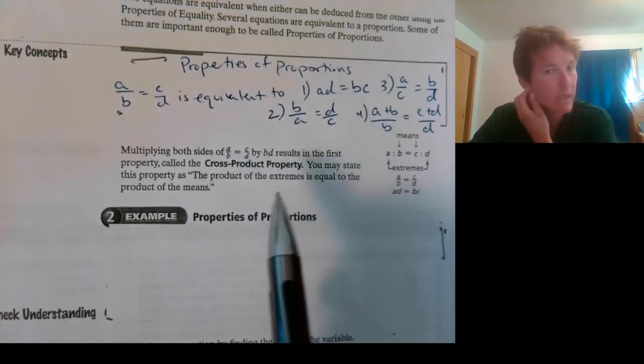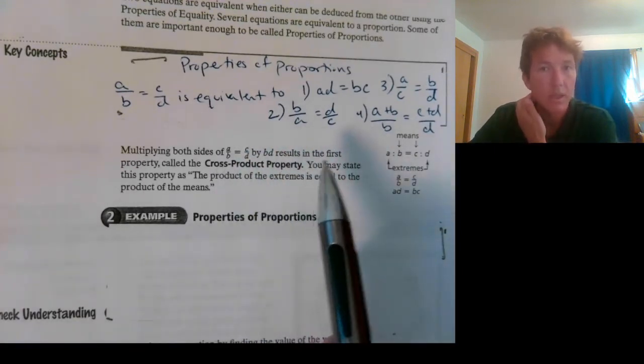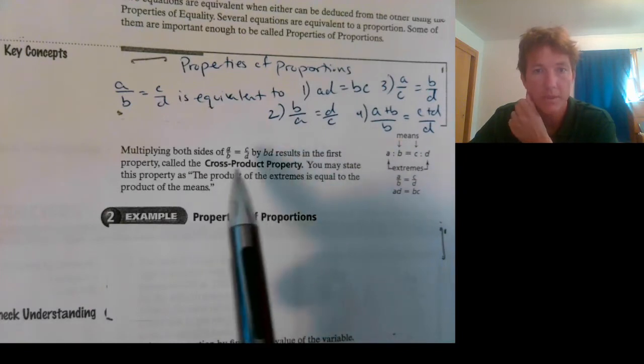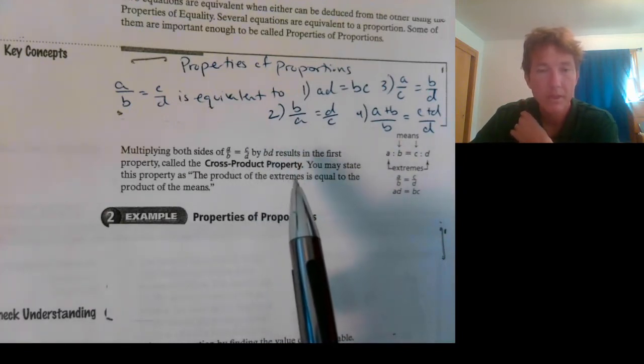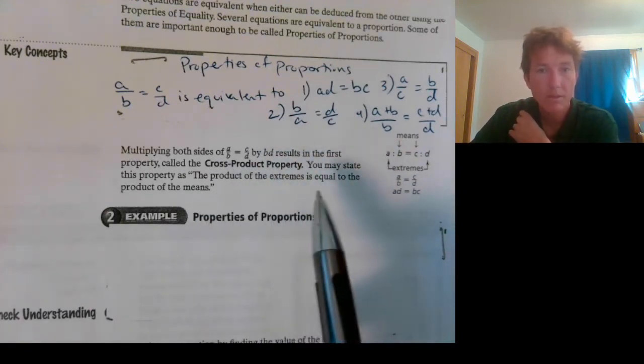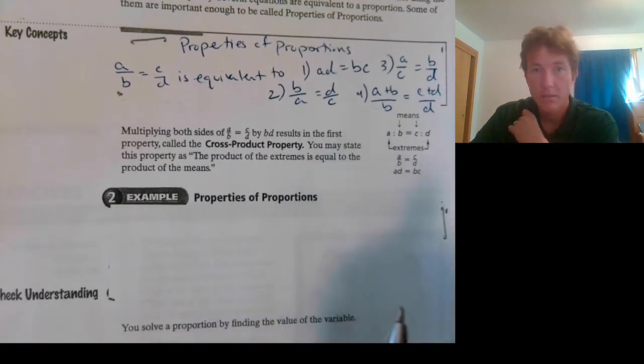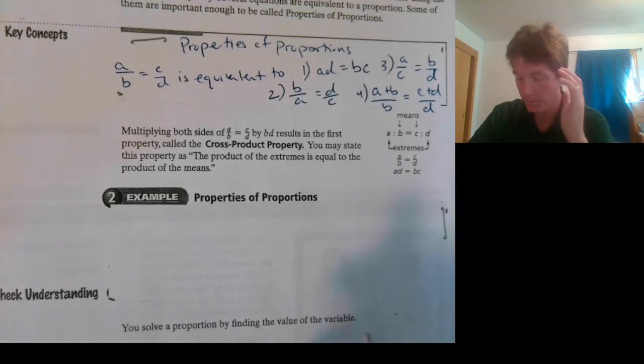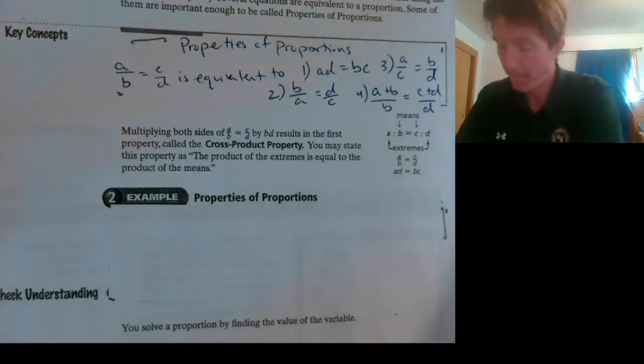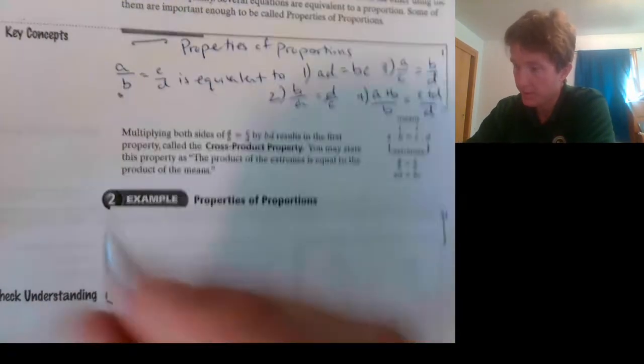So looking at number 1, that was called the cross product property. The product of the extremes is equal to the product of the means. I've never heard that in my life. I call it cross multiplying. That's what most people call it. So let's check it out here. Use an example.